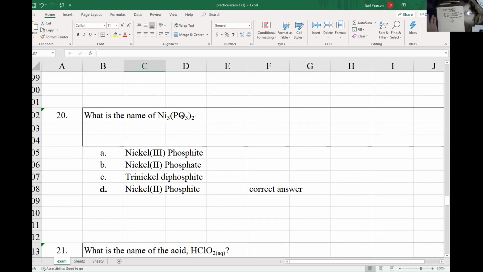And now, what's the charge on the nickel? Well, phosphite is -3. This is -6. There's 3 of them here, so nickel is 2. So it's nickel(II) phosphite, because the nickel is in the +2 state.